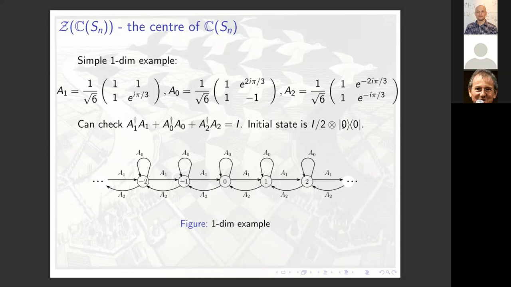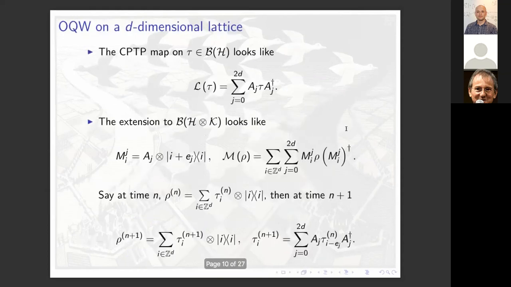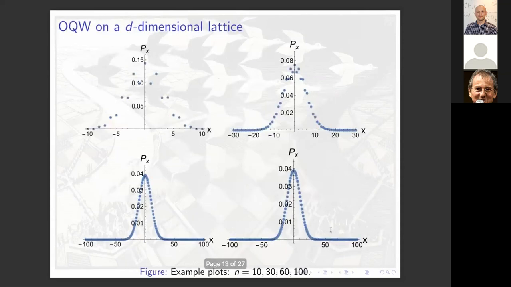If you apply our CPTP map a bunch of times and then calculate the probability, remember, to calculate that, we take the trace of that tau matrix. So if we go back to figure out what the probability is, we're taking the trace of this expression here. Good. Now we get pictures, we get plots that look like this.